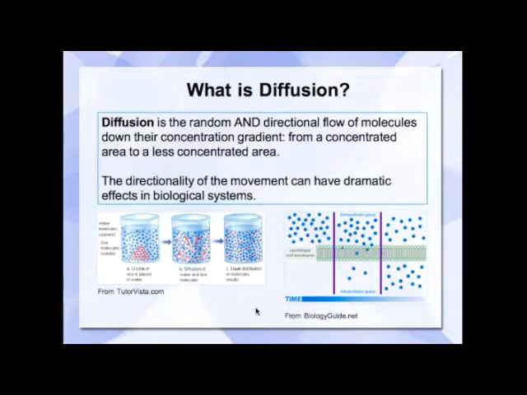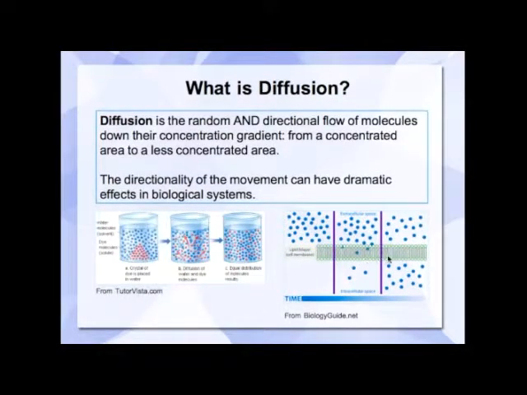Now, cells are different than artificial systems like this beaker because cells have this thing called phospholipid bilayers or membranes, which we've been talking about in this whole lesson. What membranes do is they add a level of complexity to this process of diffusion. So membranes allow cells to control what and how fast things move from one side of the membrane to another.